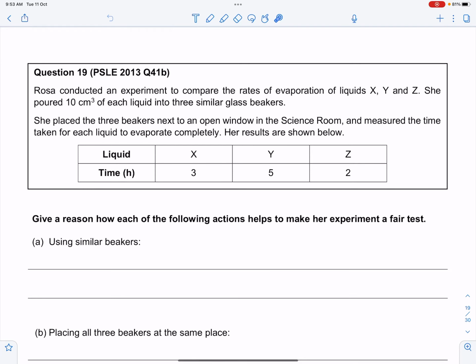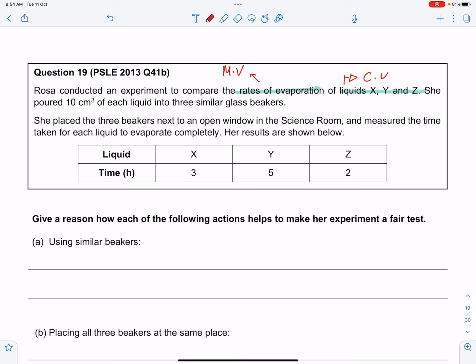Continue to question 19. Now, Rosa conducted an experiment to compare the rates of evaporation of three liquids X, Y, and Z. She poured 10 cm cube of each liquid into three similar glasses. So over here, right from the top, we can note that your X, Y, Z is your change variable, and your measured variable is actually your rates of evaporation. That is what you want to find out now, right?